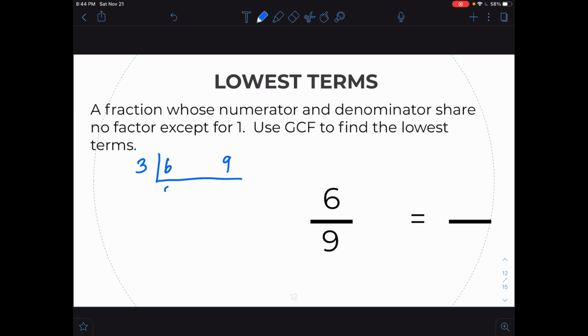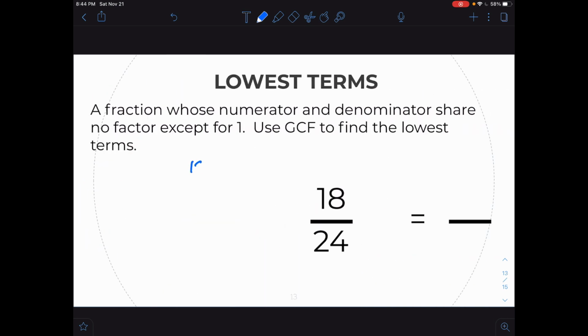6 divided by 3 is 2. 9 divided by 3 is 3. I can only divide 2 and 3 by 1. This level then becomes my lowest terms fraction. 6/9 is equivalent to 2/3, and 2/3 is in lowest terms. Let me show you another one.